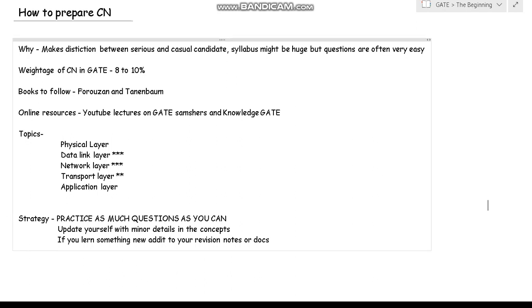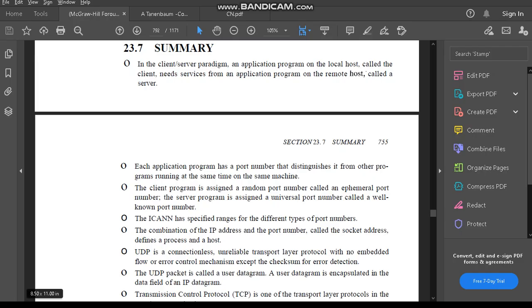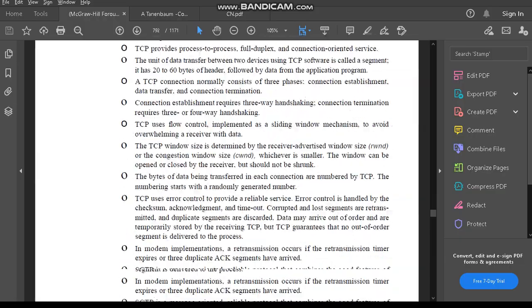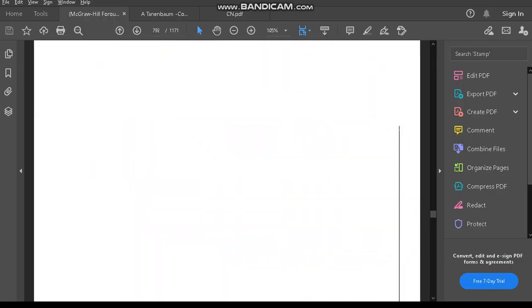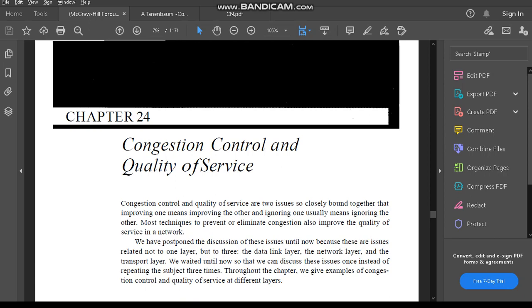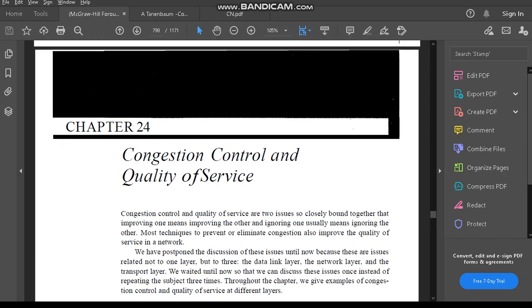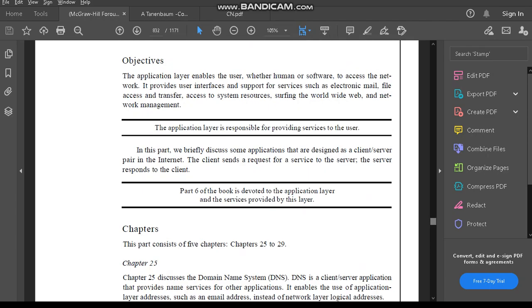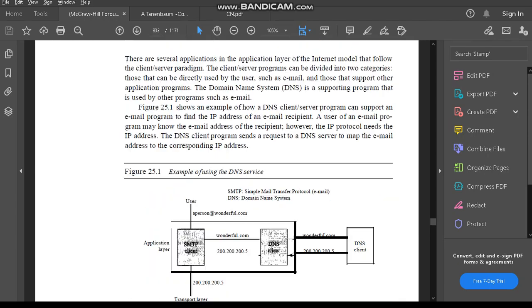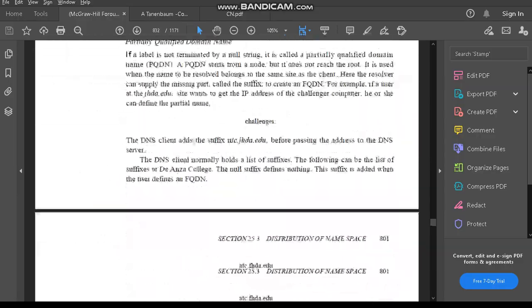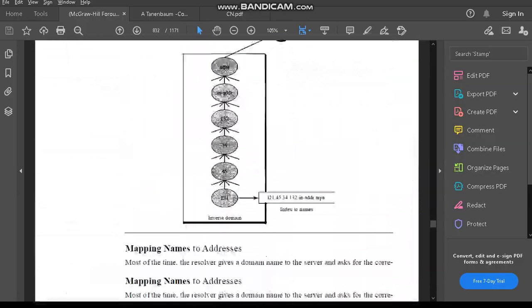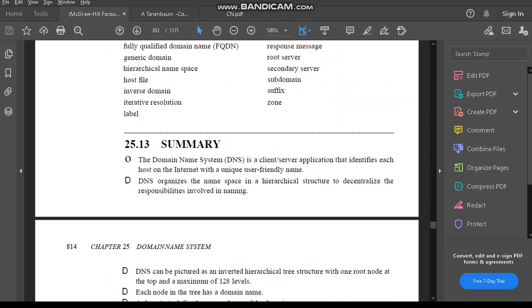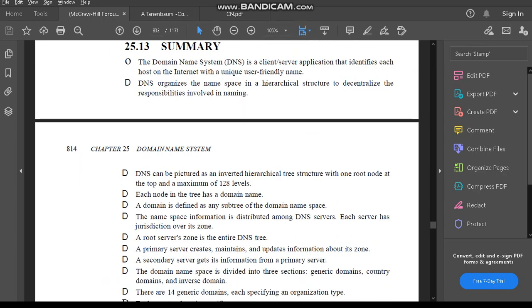And the next one is the application layer. Now in the application layer, in order to prepare, just go to the Forouzan book, refer, and then see the application layer topic where you will have DNS and DHCP and all that stuff, and just go through the summary, right? So see here, let me go down. Yes, this is the chapter of DNS. Now just read through the theory, whatever the theory might be, and just go through the summary, right?